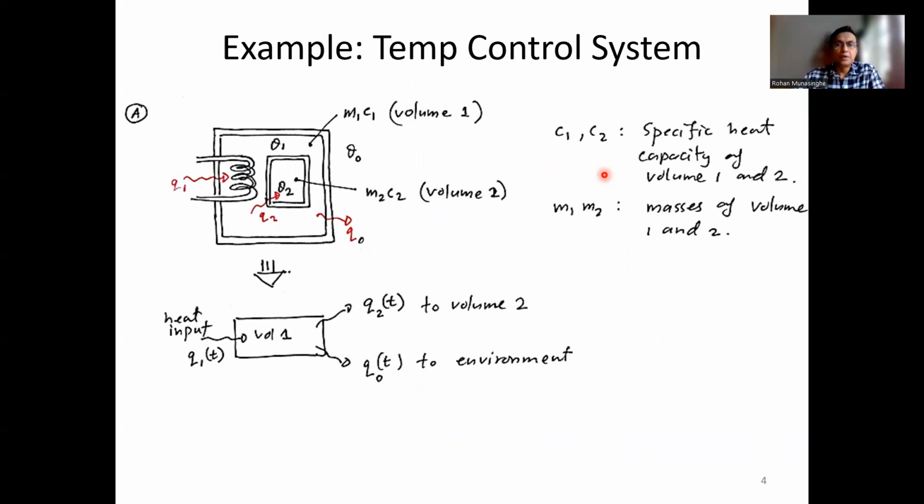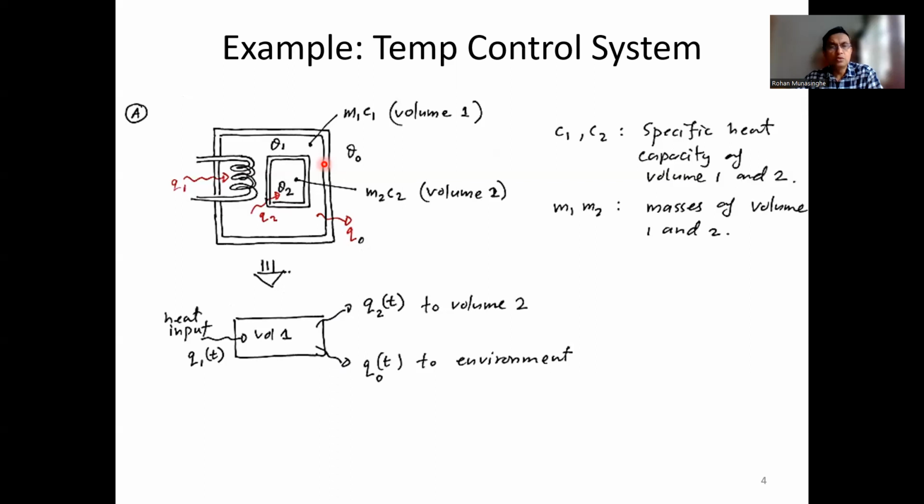It's a temperature control system, and you can see a container of oil, and inside that container, there's another container of oil. And there's a heating element like this. You provide some heat to the coil, and that heat goes to the oil volume here, volume 1, and then that heat goes from that volume to the volume of the inner chamber, that is volume 2. So volume 2 heats up evenly because of the surrounding oil. And there is some heat going out of this system to the ambient, the environment. So that is the plant.